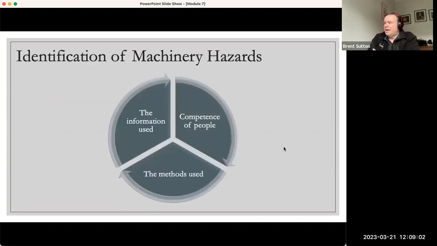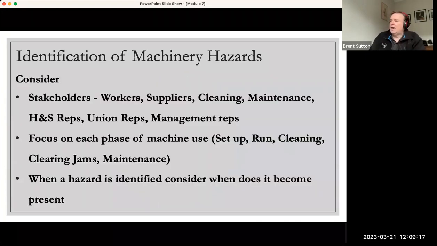And what Drew talked about is that your ability to identify those hazards comes down to the information that you use, the methods that you use, and the ability of your people to actually do that. And what we're asking you to consider is working out what stakeholders need to be involved in that hazard ID process. It's really important to get a broad cross-section of people around that: workers, suppliers, people to do the cleaning, the maintenance, the reps, union reps, and management.